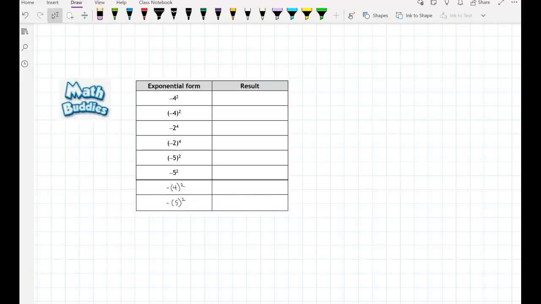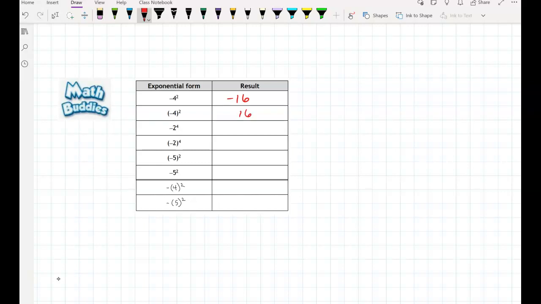Okay, now that you've had time to complete this, let's take a look at our results. This is the opposite of 4 to the second power. So that would be negative 16. The next one is negative 4 to the second power. So that's negative 4 times negative 4. And negative times negative is positive. Positive 16.